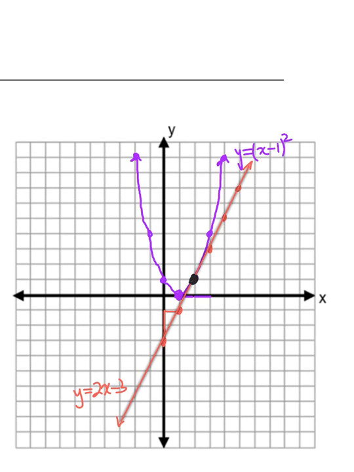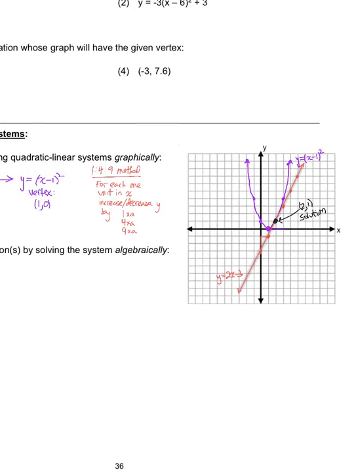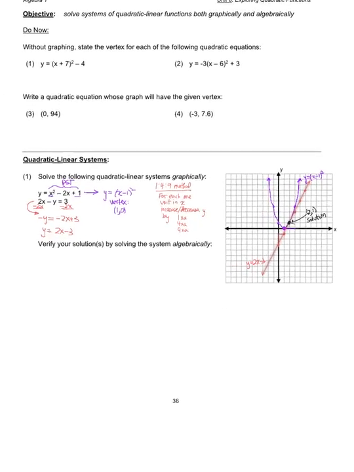All right, what we're looking for is the intersection. Here it's (2, 1). So that is the solution to the quadratic linear system. All right. And all your work should just be right on the graph.